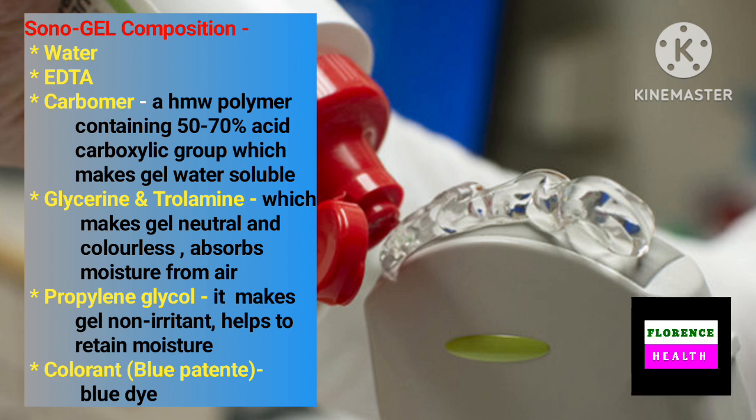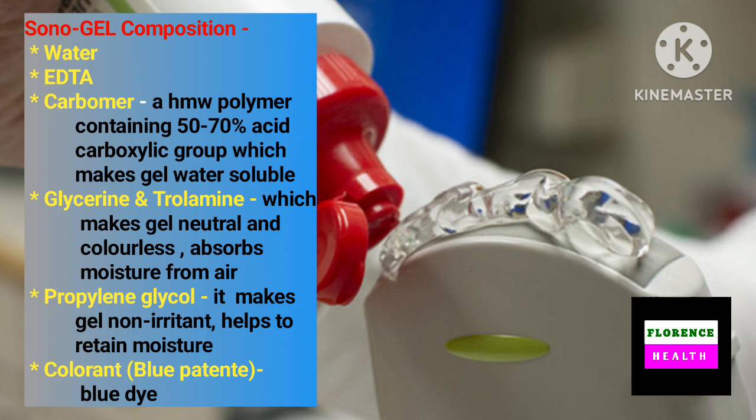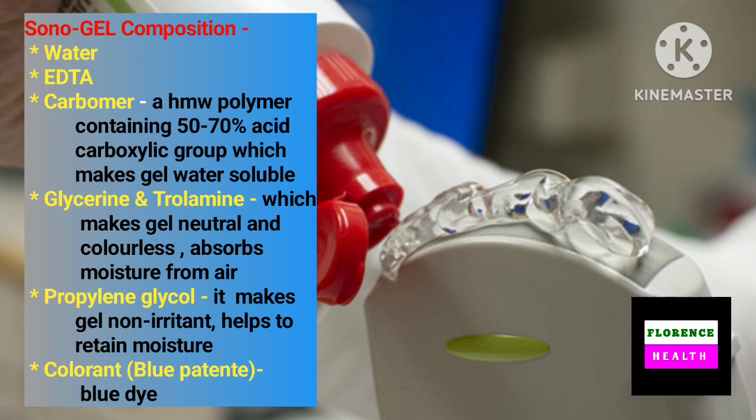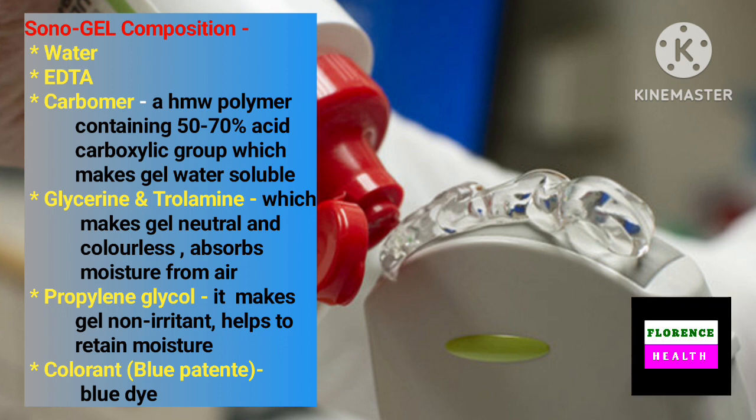The carbomer which is present, it makes gel water soluble. Glycerin and trolamine, it makes gel neutral, colorless, and absorb moisture from air. Propylene glycol, it makes gel non-irritant and helps to retain moisture.